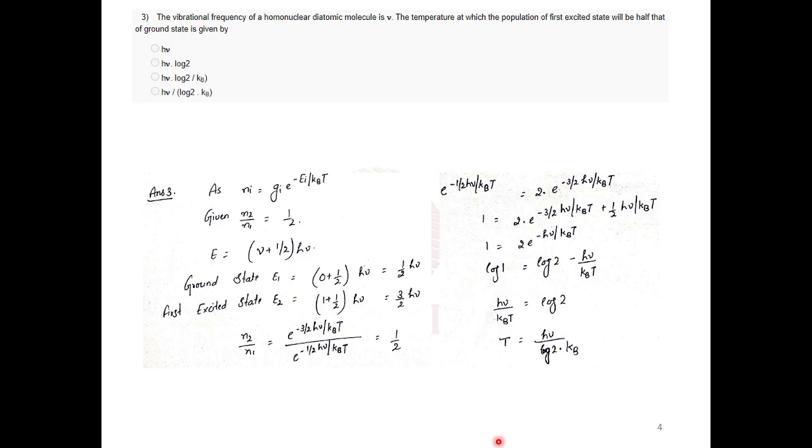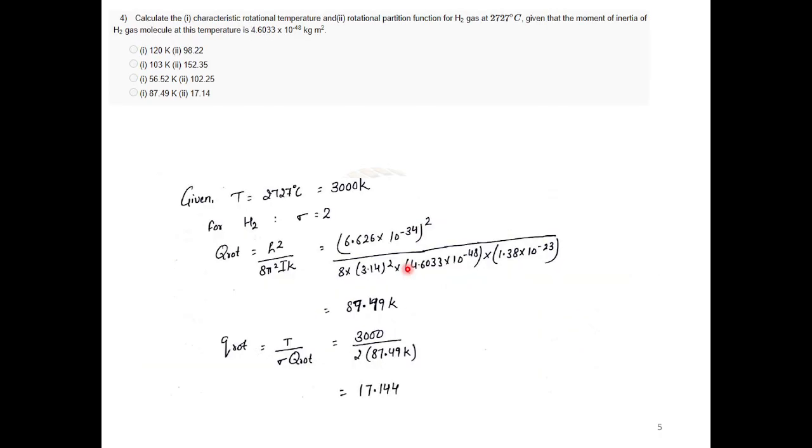Now you go to the other questions. The other question is: calculate the characteristic rotational temperature and rotational partition function for hydrogen gas at 2727 degrees Celsius, given that the moment of inertia of the hydrogen gas molecule at this temperature is 4.6033 into 10 to the minus 48 kg meter square.